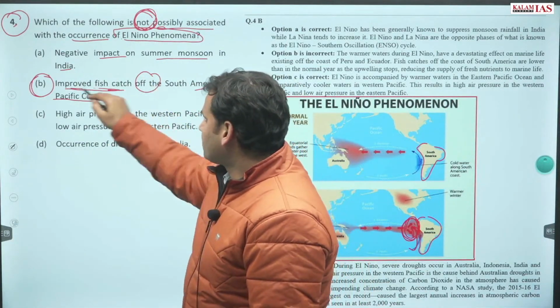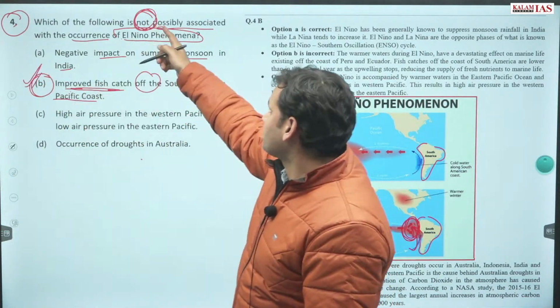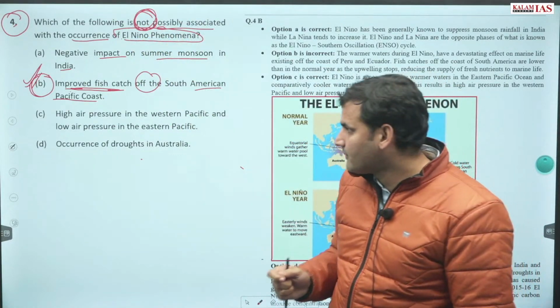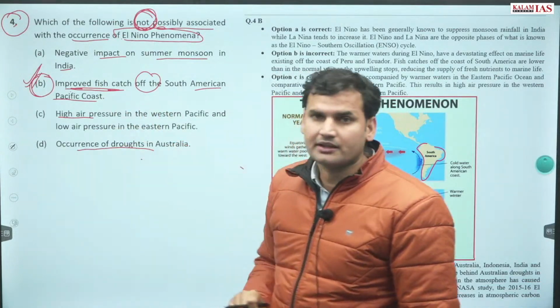यहाँ पे क्या लिखा है? इम्प्रूव्ड फिश कैच. ऑटोमेटिकली आवर आंसर दिस इज पॉसिबली नॉट एसोसिएटेड विद occurrence of El Nino phenomena. High pressure, please not even read.